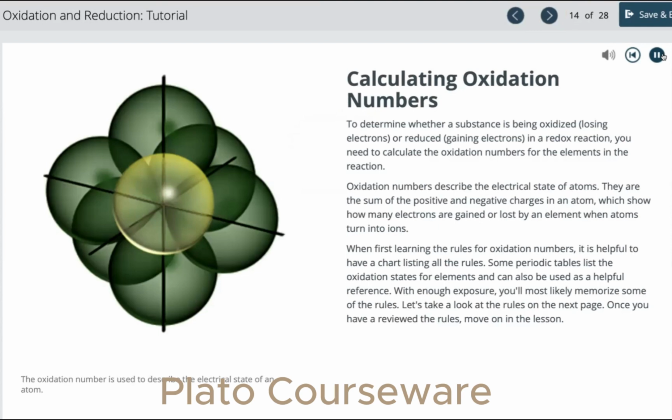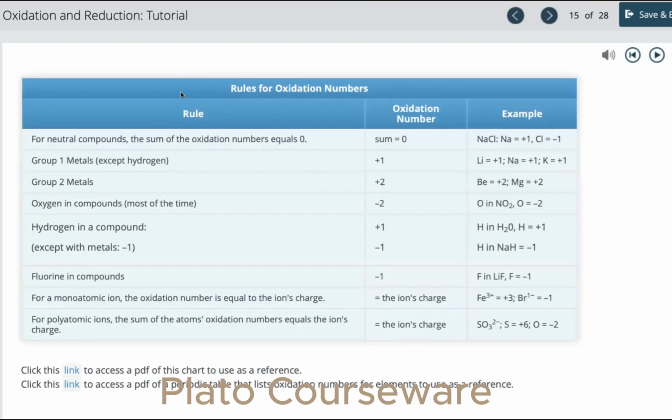When first learning the rules for oxidation numbers, it is helpful to have a chart listing all the rules. Some periodic tables list the oxidation states for elements and can also be used as a helpful reference. With enough exposure, you'll most likely memorize some of the rules. Let's take a look at the rules on the next page. Once you have reviewed the rules, move on in the lesson. So let's take a look at the rules.